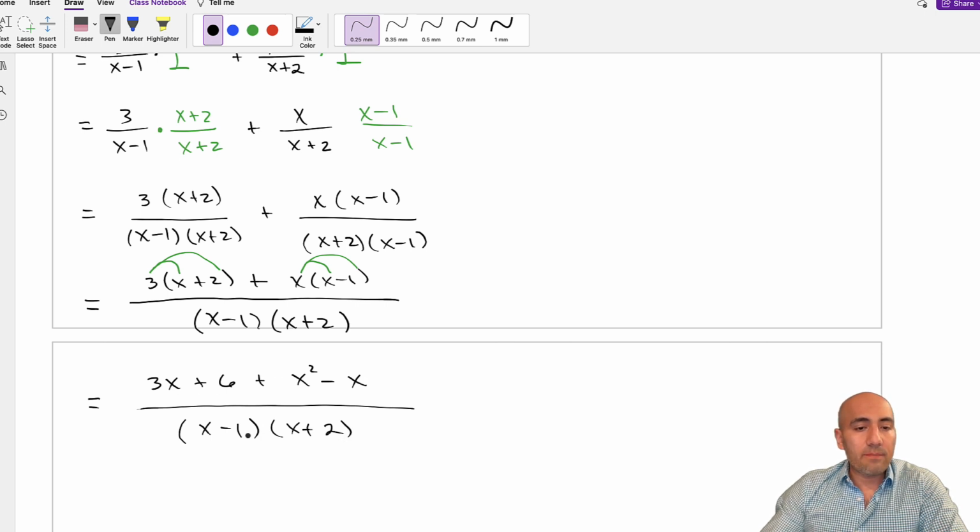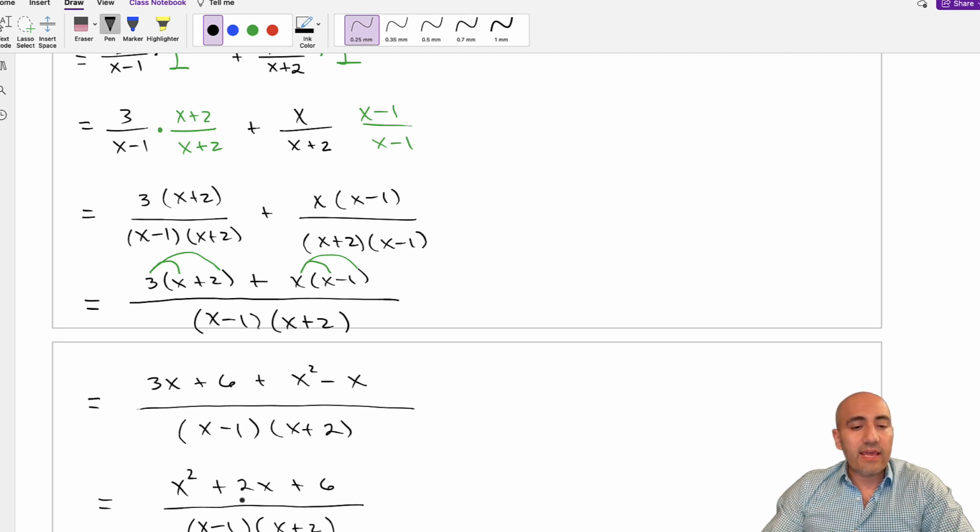Combining like terms up in the numerator, we end up with, actually, reorganizing it, I get an x squared plus 2x plus 6 divided by x minus 1 times x plus 2. Right, so the x squared, I just wrote it out in front. And then 3x minus x gives me a positive 2x, and then a plus 6.